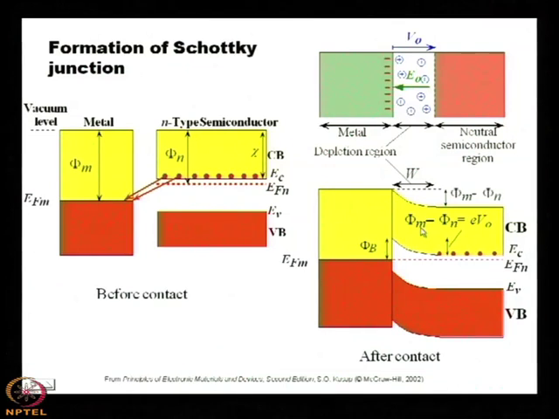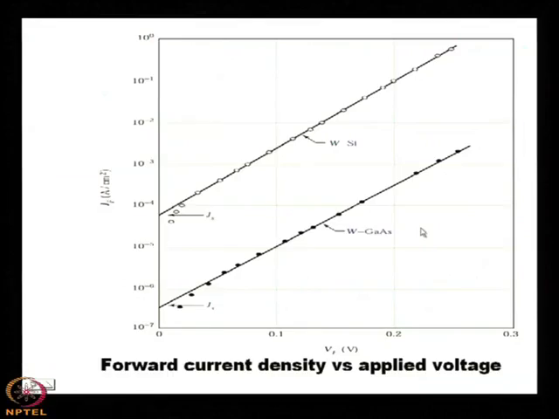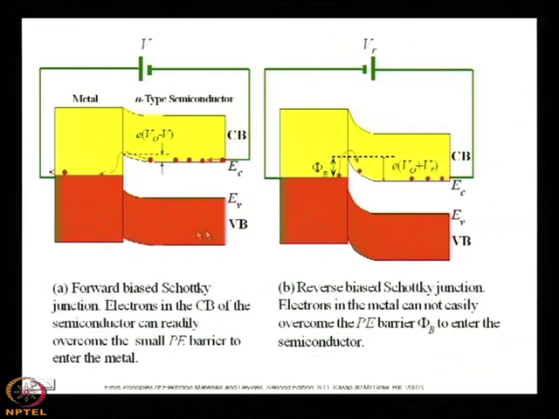But what will happen if it is made forward bias? If it is made forward bias, then you see that this VBI reduces. Now the electrons can surmount the barrier and the flow of current will be from the n type semiconductor to the metal side. In this junction, forward biasing means the metal is at a higher potential compared to the semiconductor.